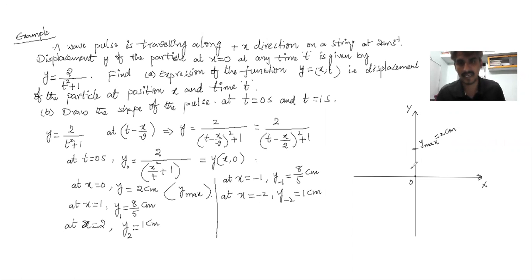Now, after 1 centimeter distance on the positive side, what is its value? Something it decreases. How much? 8 by 5. And after 2 centimeters, the y value still decreases. Yes or no? Still, the y value is how much? 1. The y value is 1.